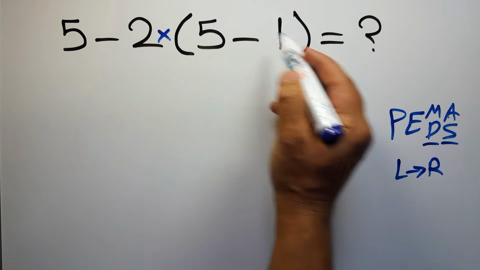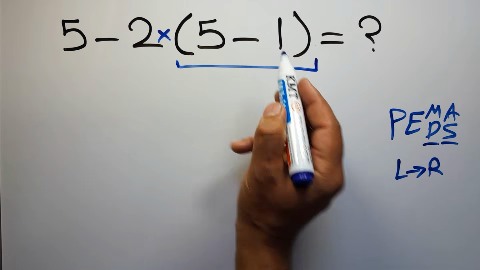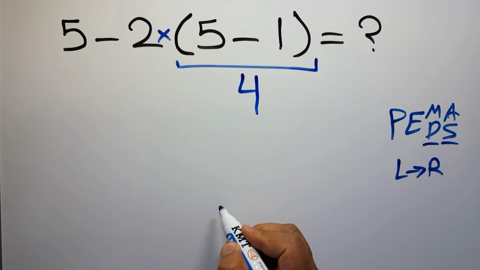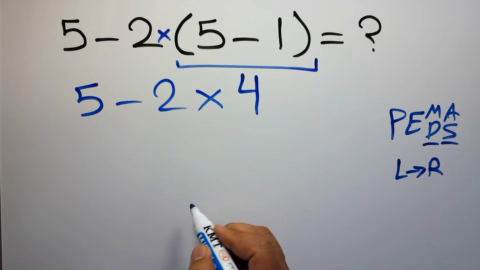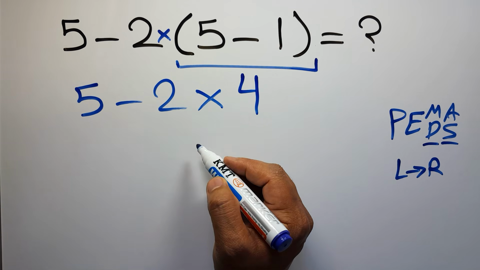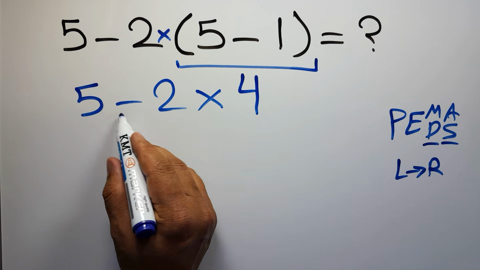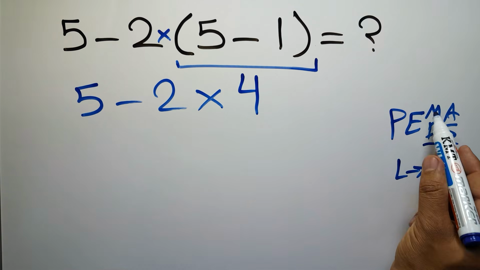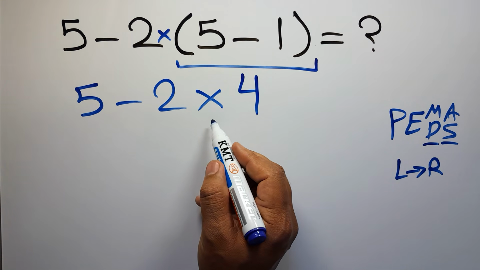So first we have to do this parentheses. Inside this parentheses we have 5 minus 1, which equals 4. So we have 5 minus 2 times 4. Now in this expression we have one subtraction and one multiplication. According to PEMDAS, multiplication has higher priority than subtraction because multiplication comes before subtraction. So here first we have to do this multiplication.